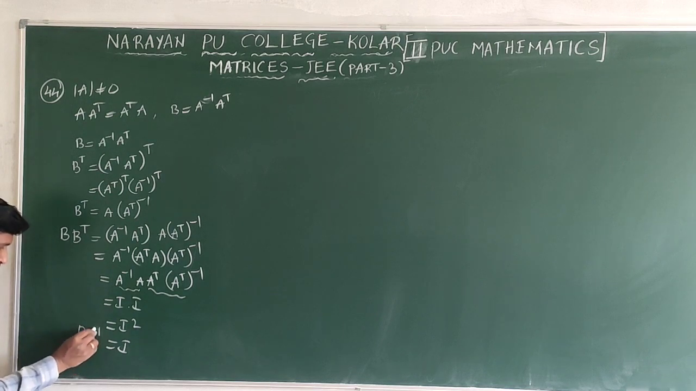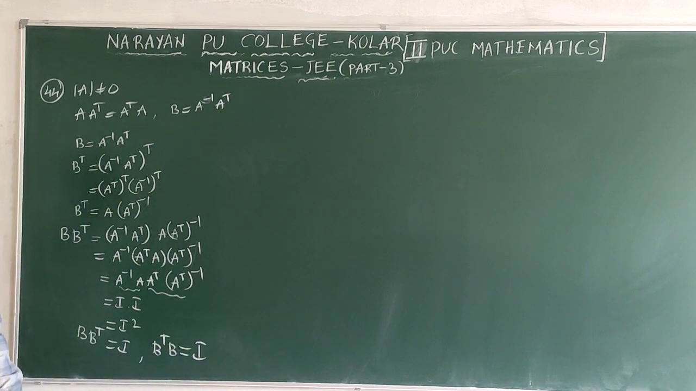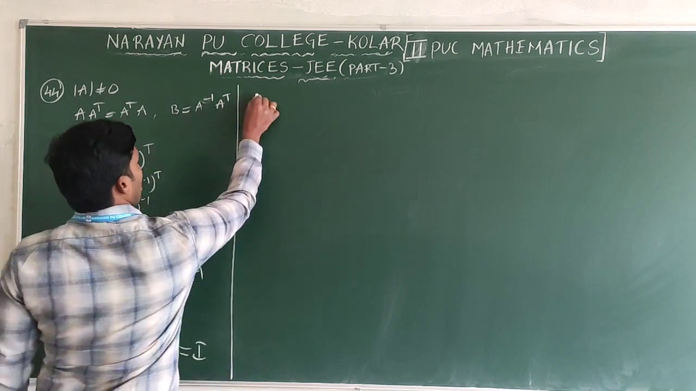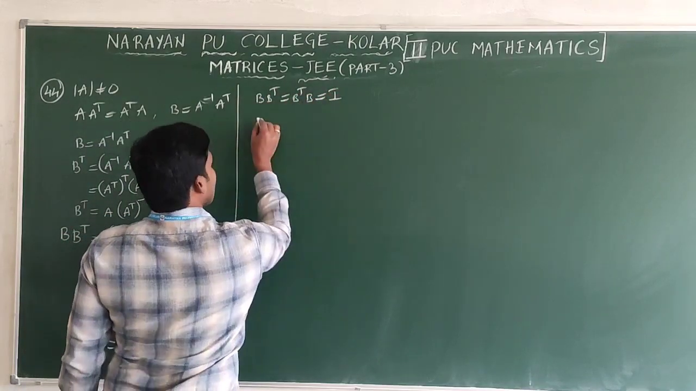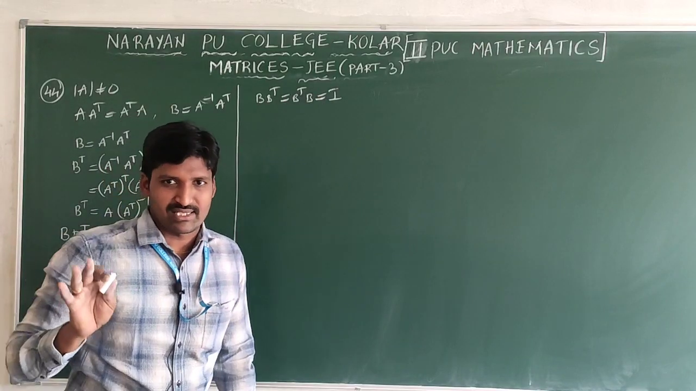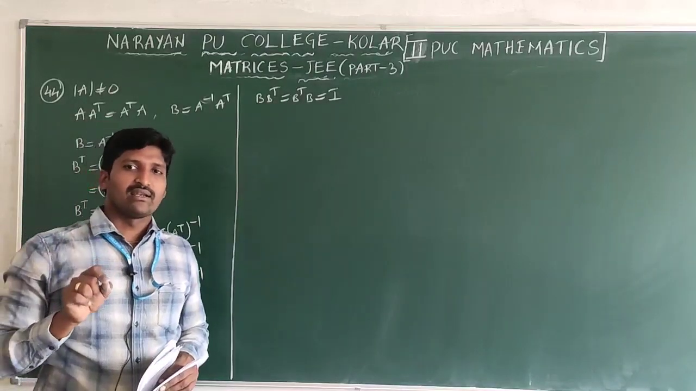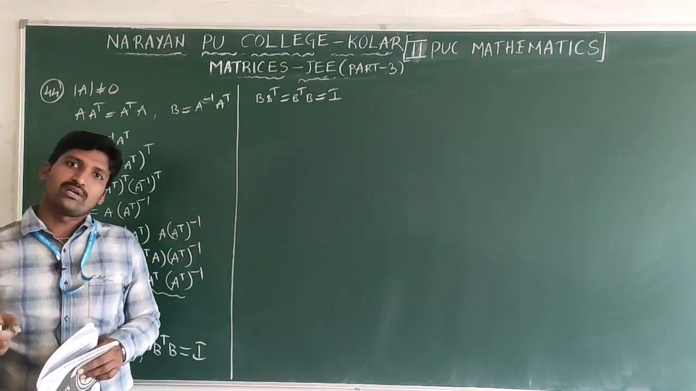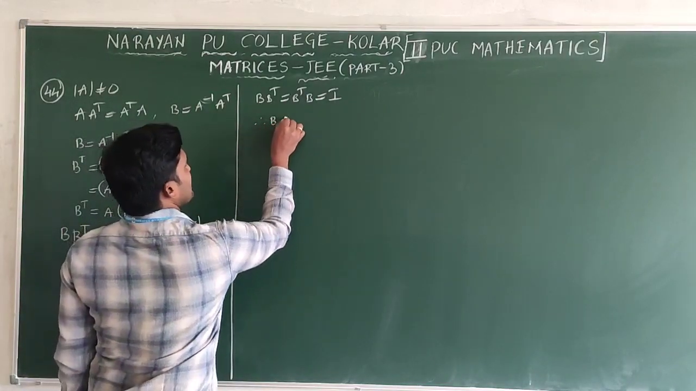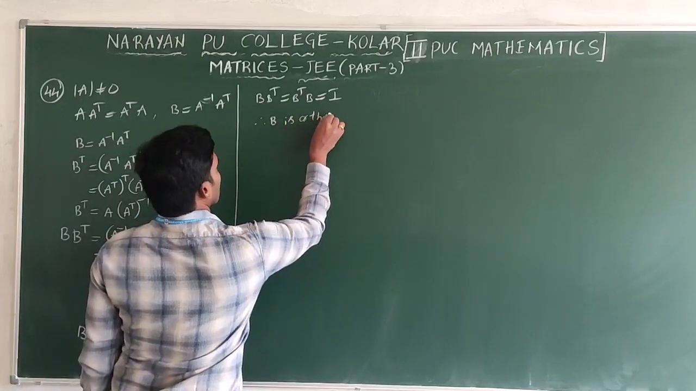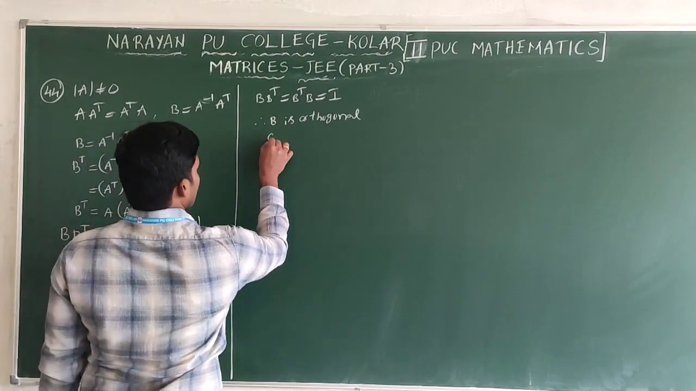It is B into B transpose. Similarly, if you find B transpose into B also, it will give the identity matrix. We have a condition: B into B transpose or B transpose into B equal to I. It is the condition for which one? Orthogonal matrix. Already we gave it in the synopsis. If A is an orthogonal matrix, then the condition is A into A transpose equals A transpose into A equals the identity matrix. That's why, therefore, B is clearly orthogonal. Now, which option is correct? Option B is the correct one.